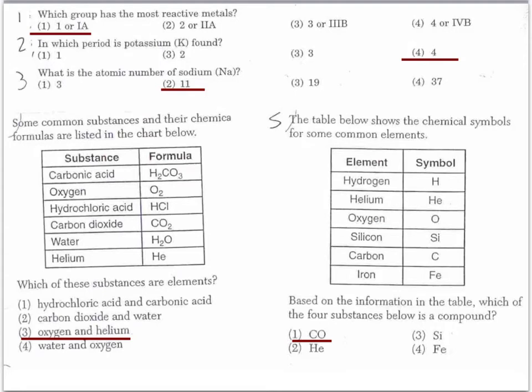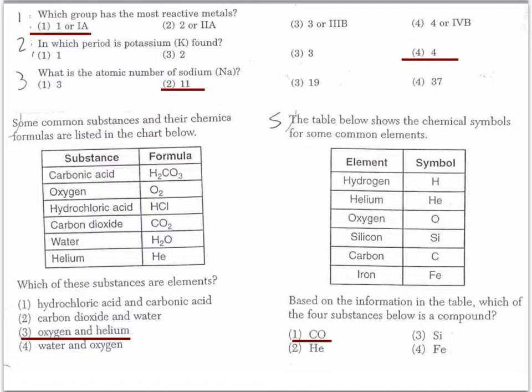Okay, for these questions I'm going to switch back and forth to the periodic table. So which group has the most reactive metals? The reason it's 1A is because of this. In which period is potassium found? And what is the atomic number of sodium? So let's do them both.